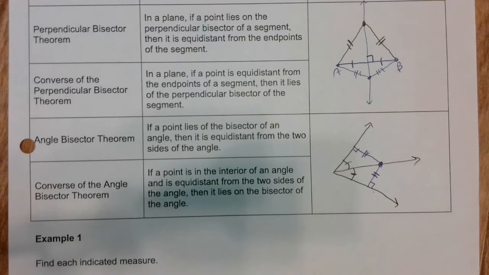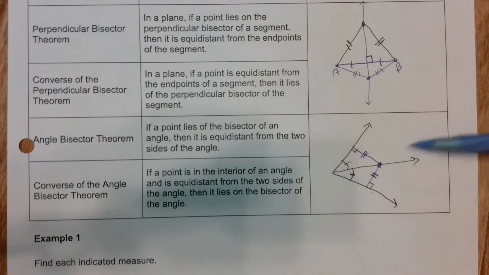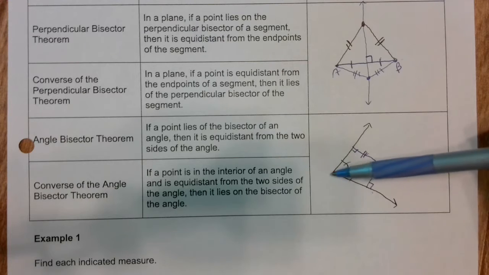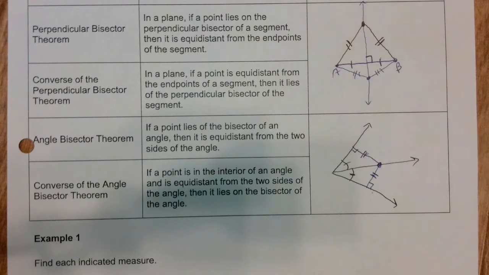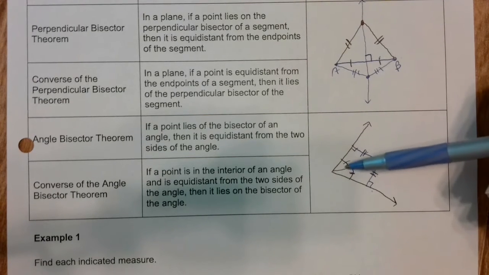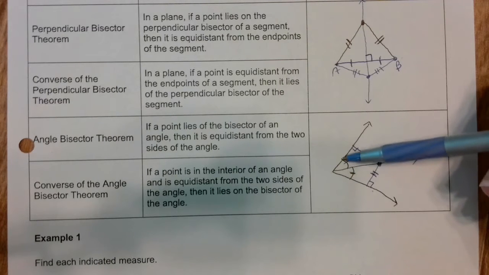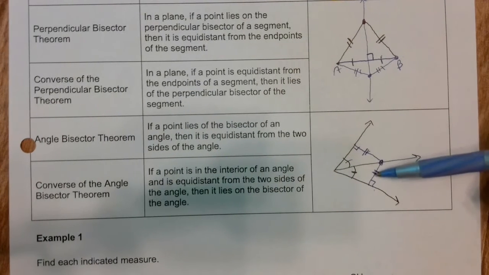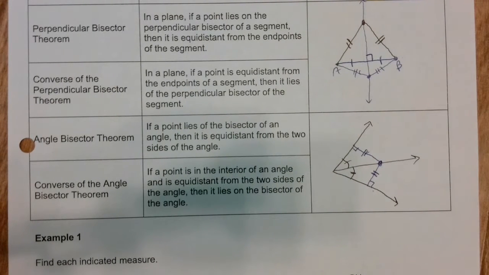The converse says if you put a point in the middle, in the interior of the angle, and it's equidistant to both sides, then it is on the angle bisector. So if these angles have the same measure, then these line segments have the same measure also.